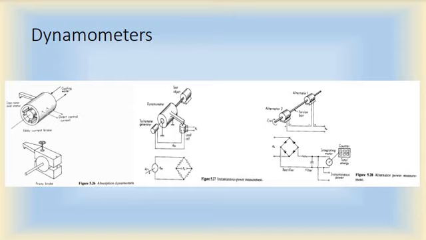The power it absorbs is carried away by cooling water circulated through the air gap between the rotor and stator. Between this rotor and stator, the water is circulated, and the power absorbed is carried away by this cooling water. And the next one is the Prony brake.